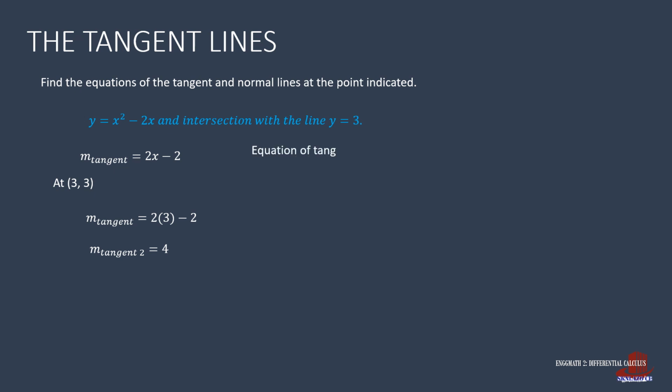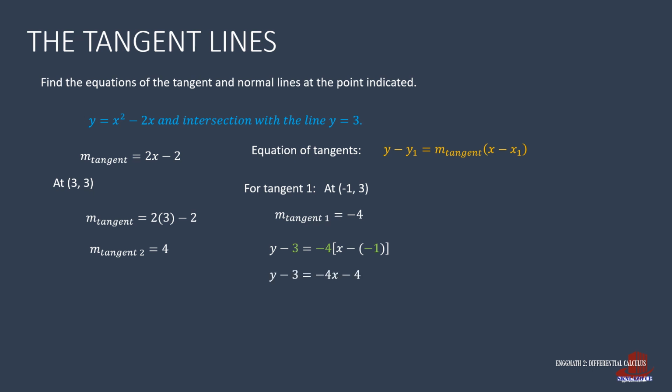We can then solve for the equations of tangents using the point-slope form. For the first point, negative 1 and 3, and slope of negative 4, the equation turns into y minus 3 equals negative 4 times x minus negative 1. This is simplified into y minus 3 equals negative 4x minus 4. Arrange terms and get 4x plus y equals negative 1.